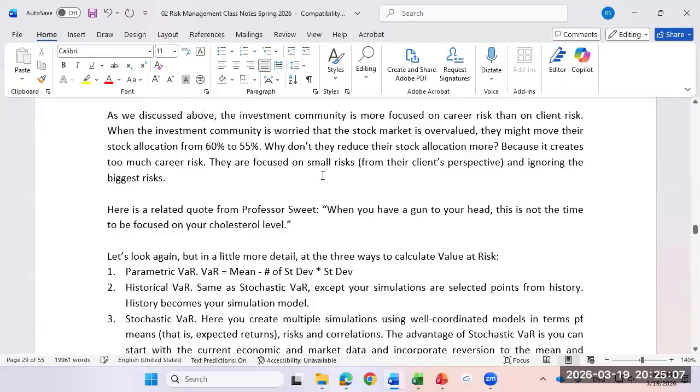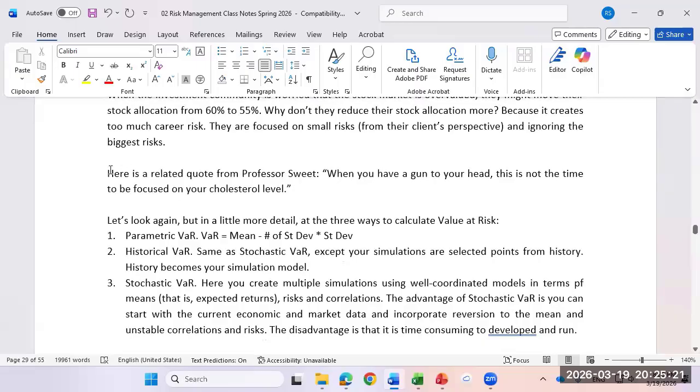So we're focused more on career risk than we are on our clients' risk. And we've somewhat gotten used to just telling the client, hey, things like this happen. Sorry, nothing we could do about it. But there are things you can do about it if you think through it. But so back to my quote.